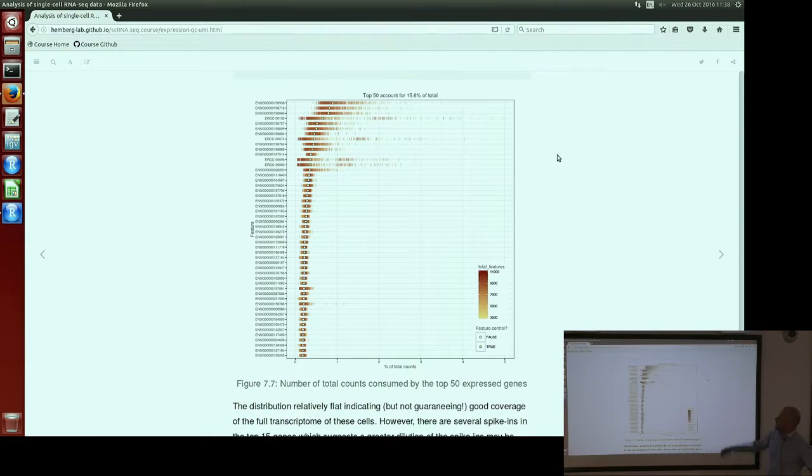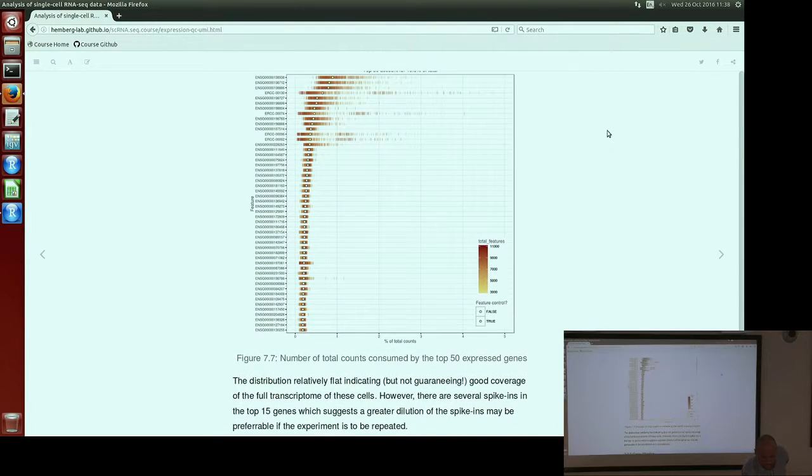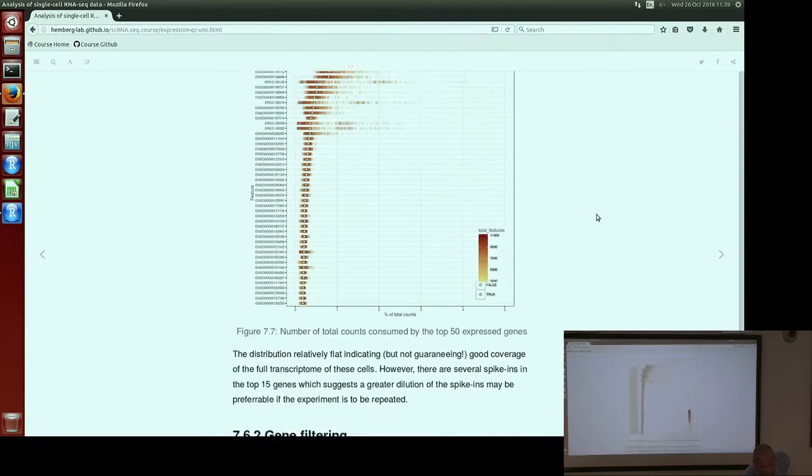But still, the main point is that we can see a few spike-ins here, which suggests that a greater dilution of spike-ins may be preferable if the experiment had to be repeated. Ideally, you would like to see endogenous genes in this list. But again, the distributions are quite flat, so there are not a lot of outliers. So basically, it tells you that the data is all right, the top 50 genes.